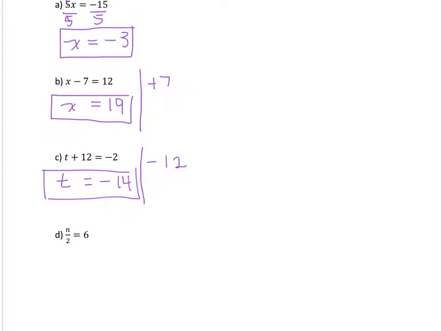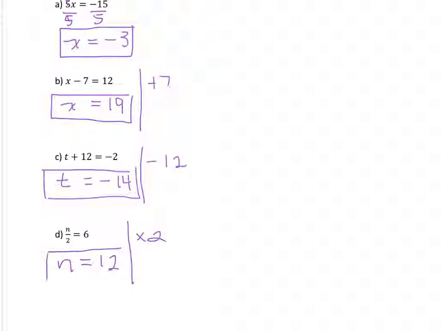And one more example here. n divided by 2 equals 6. The opposite of dividing by 2 would be to multiply by 2. So if I have n divided by 2 times 2, that's going to give me 1n equals, and then 6 times 2 gives me 12. So my solution is n equals 12. And if you think about it, 12 divided by 2 equals 6. So the value of 12 makes that equation true.